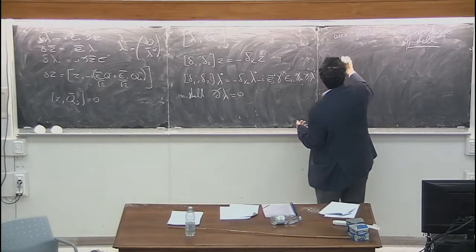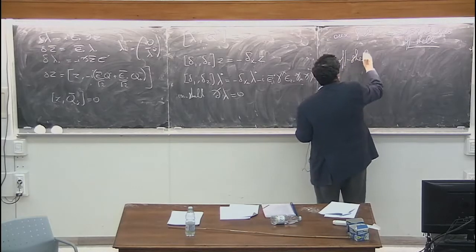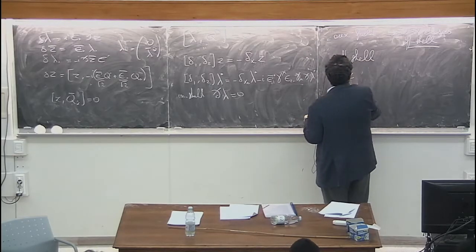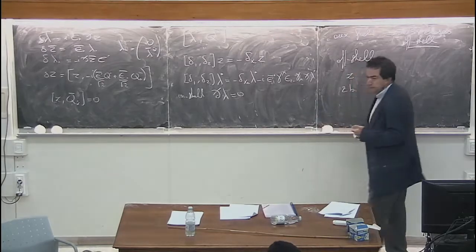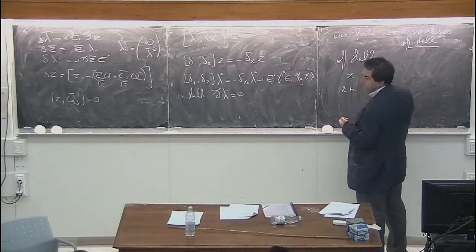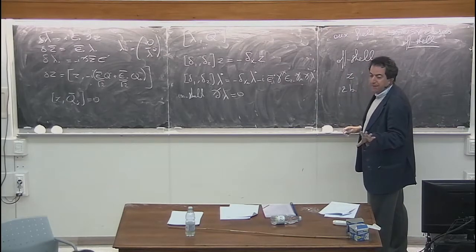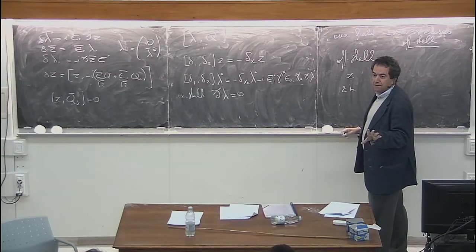Well, off shell, we have Z, which are 2 bosonic. Okay? We have lambda. Lambda off shell, how many degrees of freedom has? How many?